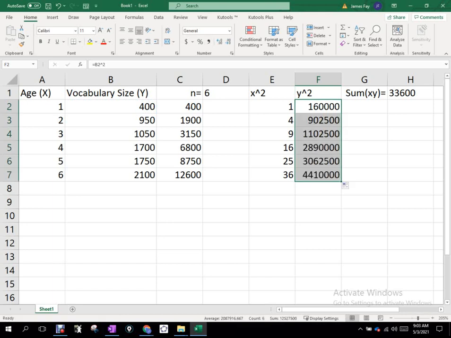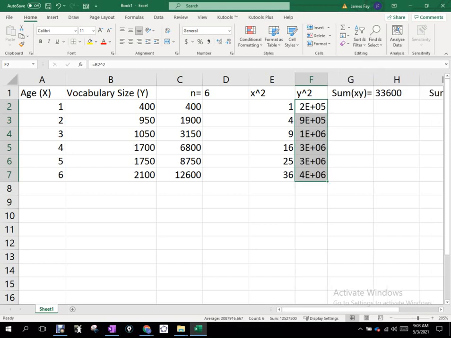We're probably going to see, depending on how big your numbers are over here, they might start putting these things in scientific notation. That's fine. It does that if the width of your cell is small. But there's a data value there, so that's really all we care about. We don't care what they look like.